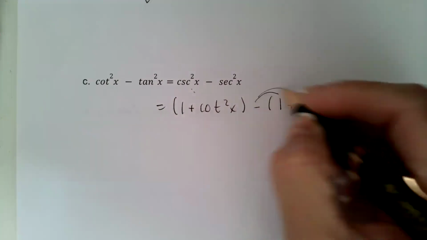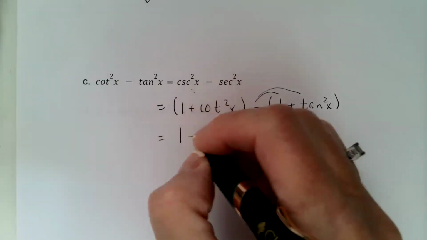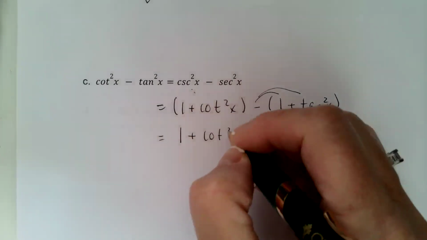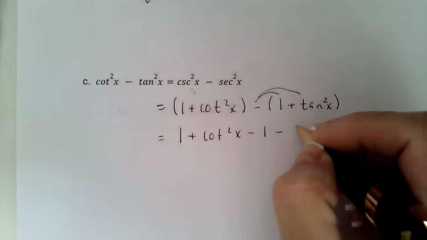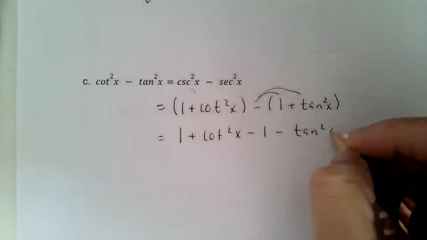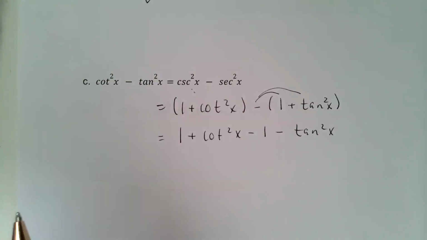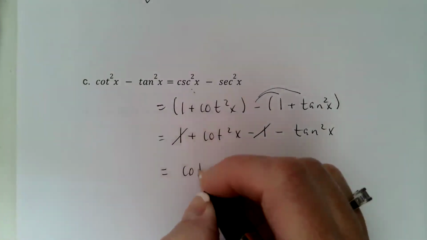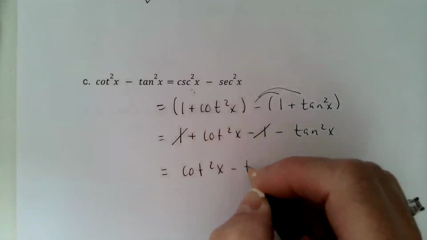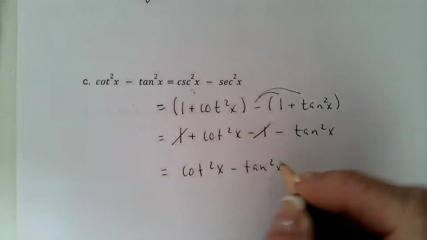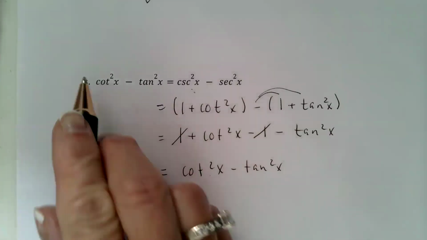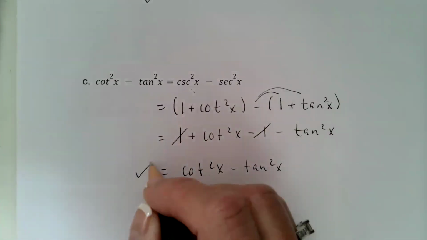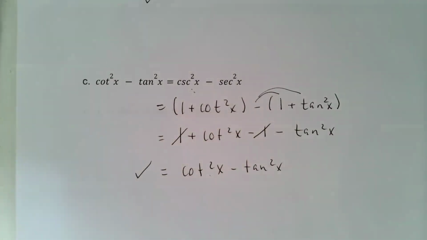I'm going to distribute my negative. So 1 plus cotangent squared x minus 1 minus tangent squared x. And the ones cancel, and I'm left with cotangent squared x minus tangent squared x, which is the left-hand side. So I just proved that identity.